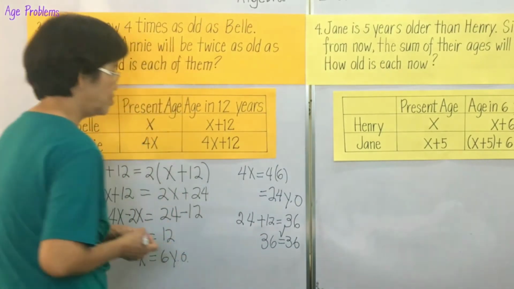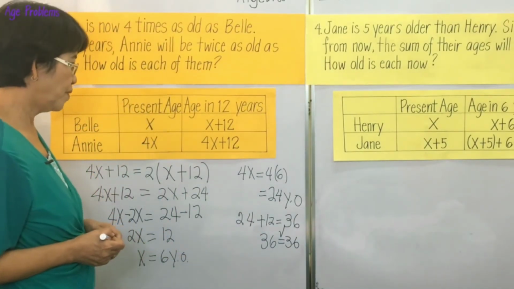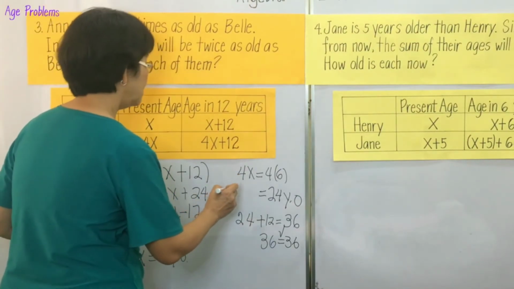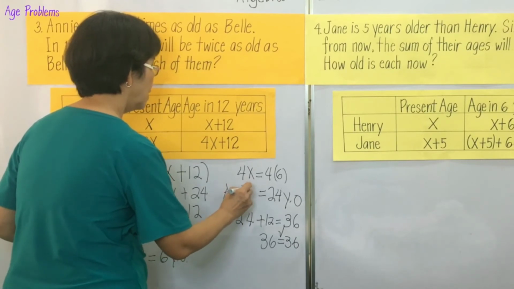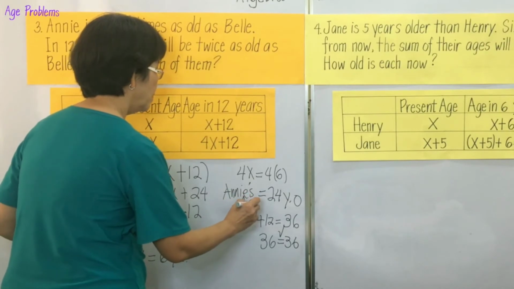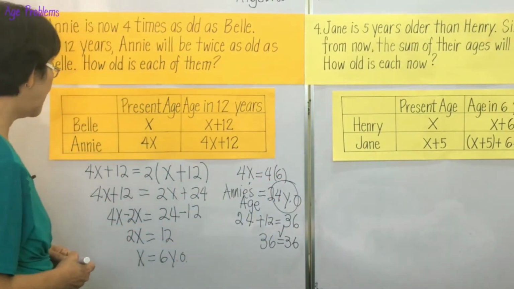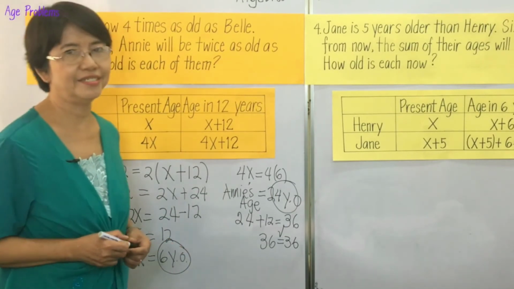And we have checked our values. And therefore, our values are correct. This is Annie's age, 24 years old, and the age of Belle is 6 years old.